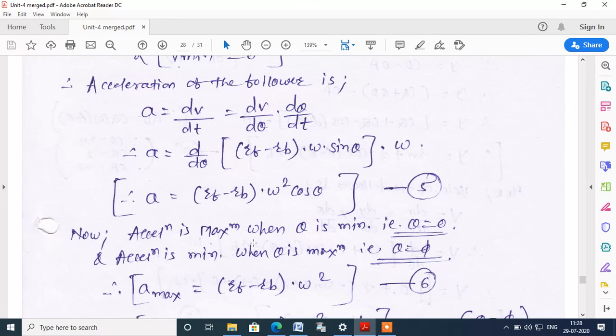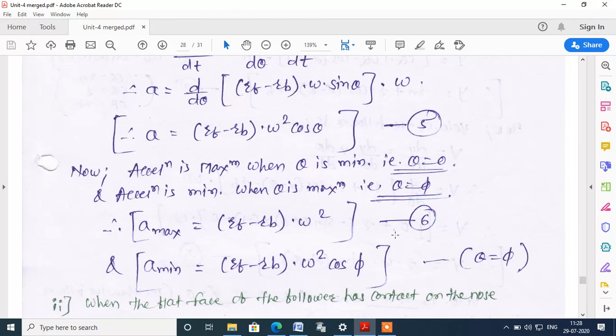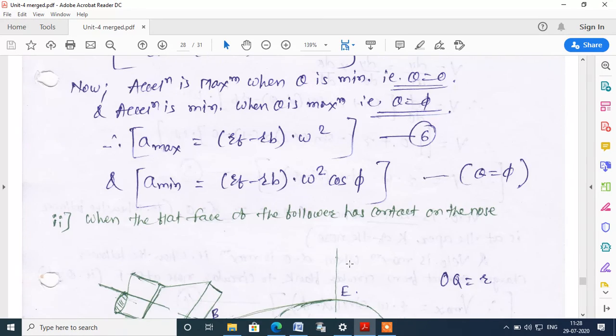Now acceleration is maximum when theta is minimum, that is cos 0 is 1, so we will get maximum acceleration. And acceleration is minimum when theta is maximum, that is theta equal to phi. So maximum acceleration is (Rf minus Rv) into omega square and minimum is (Rf minus Rv) omega square cos phi. So this is the first case we have seen.